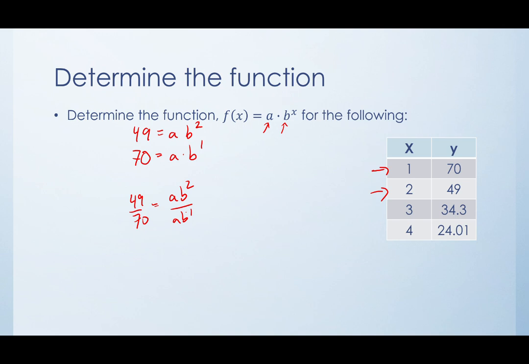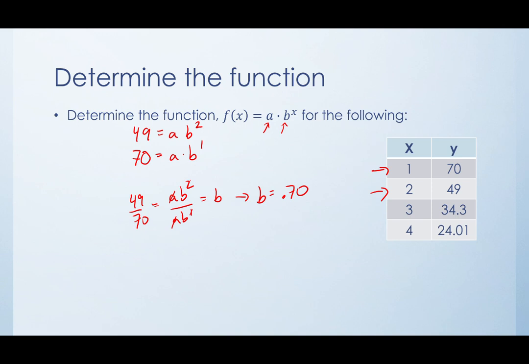We're just going to take a ratio of the equations. Of course, the A's cancel, and the powers on the B's, B squared over B is just going to be B. So we know right now, because we just figured out that 49 over 70 was 0.7, that B is equal to 0.7.